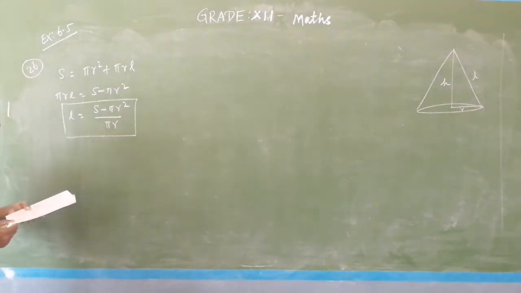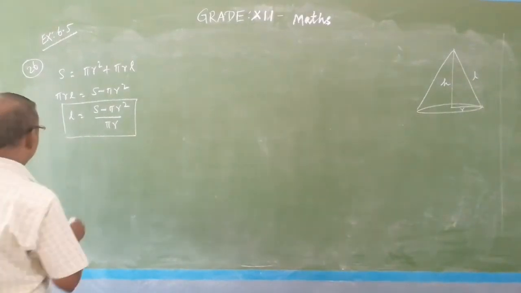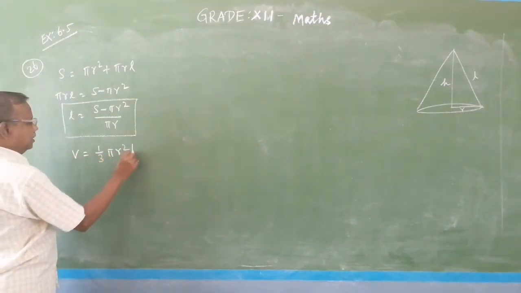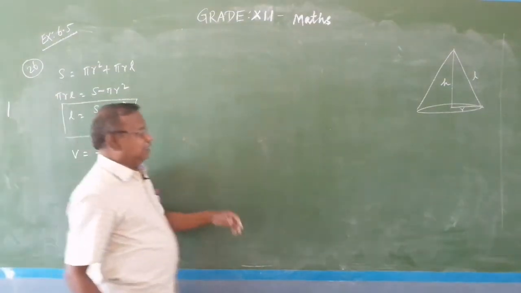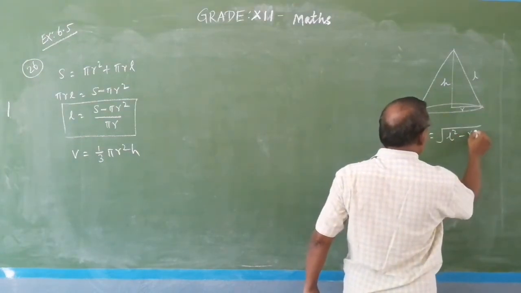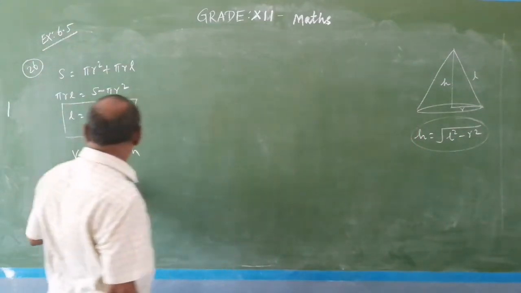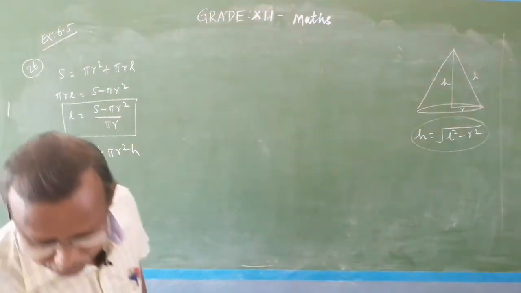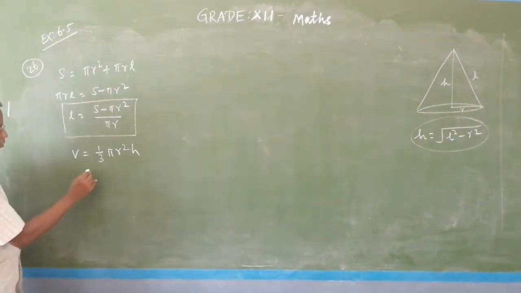Now for maximum volume, we have to find the volume. Volume equals 1 by 3 pi r square h. Here h equals root of L square minus r square. So this has some difficulty, so we have to square on both sides. If volume V is maximum, then V square is also maximum. So square on both sides.